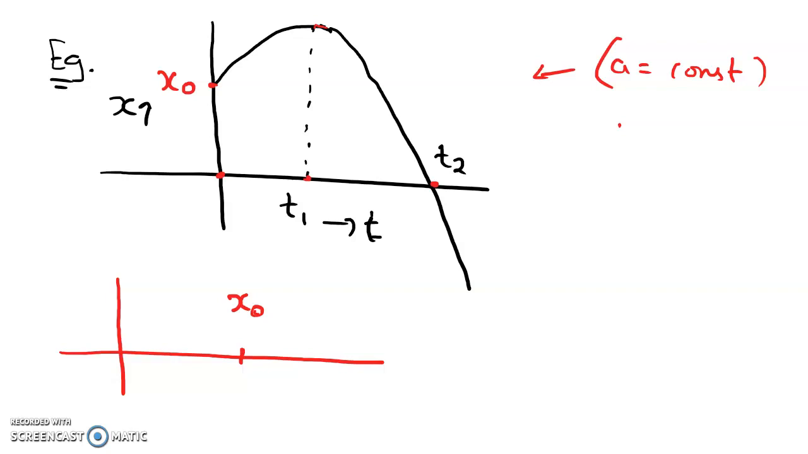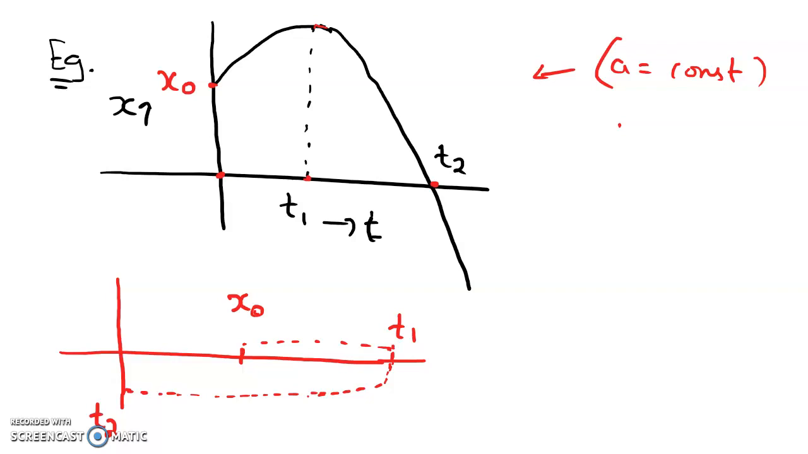Origin is a reference, and it goes somewhere, and at time t1 it turns back, and then again comes, and at time t2 displacement is 0. So displacement, the reference we are taking as origin. So this is the t2 time.